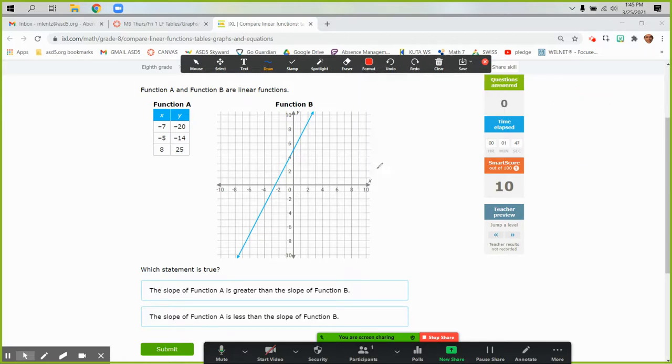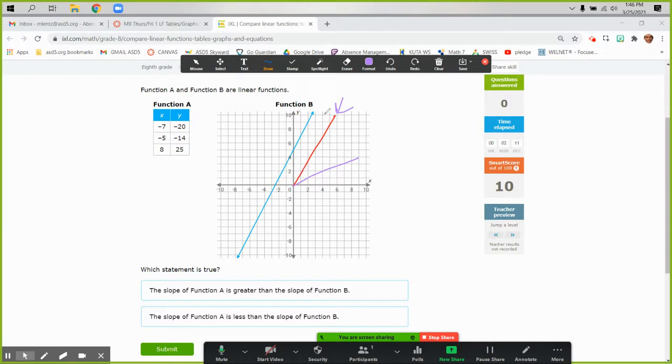So first one, it's going to either give you a table, an equation, or a graph. It's going to give you two of the three. So this one I have a table and a graph. It's asking me about the slope. Which one is greater? Greater, if you're in class, means steeper, right? So of these two I just drew, this one here is greater because it's so much steeper.